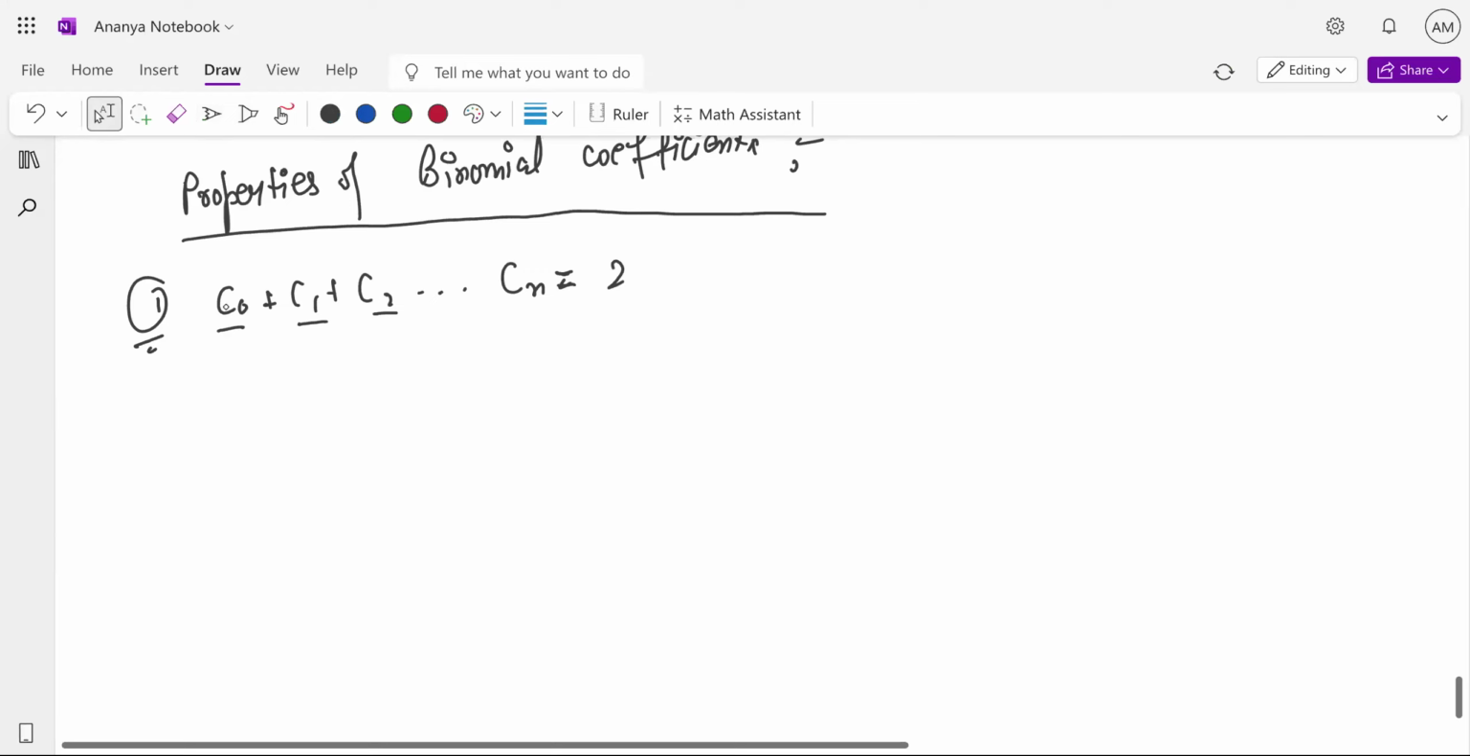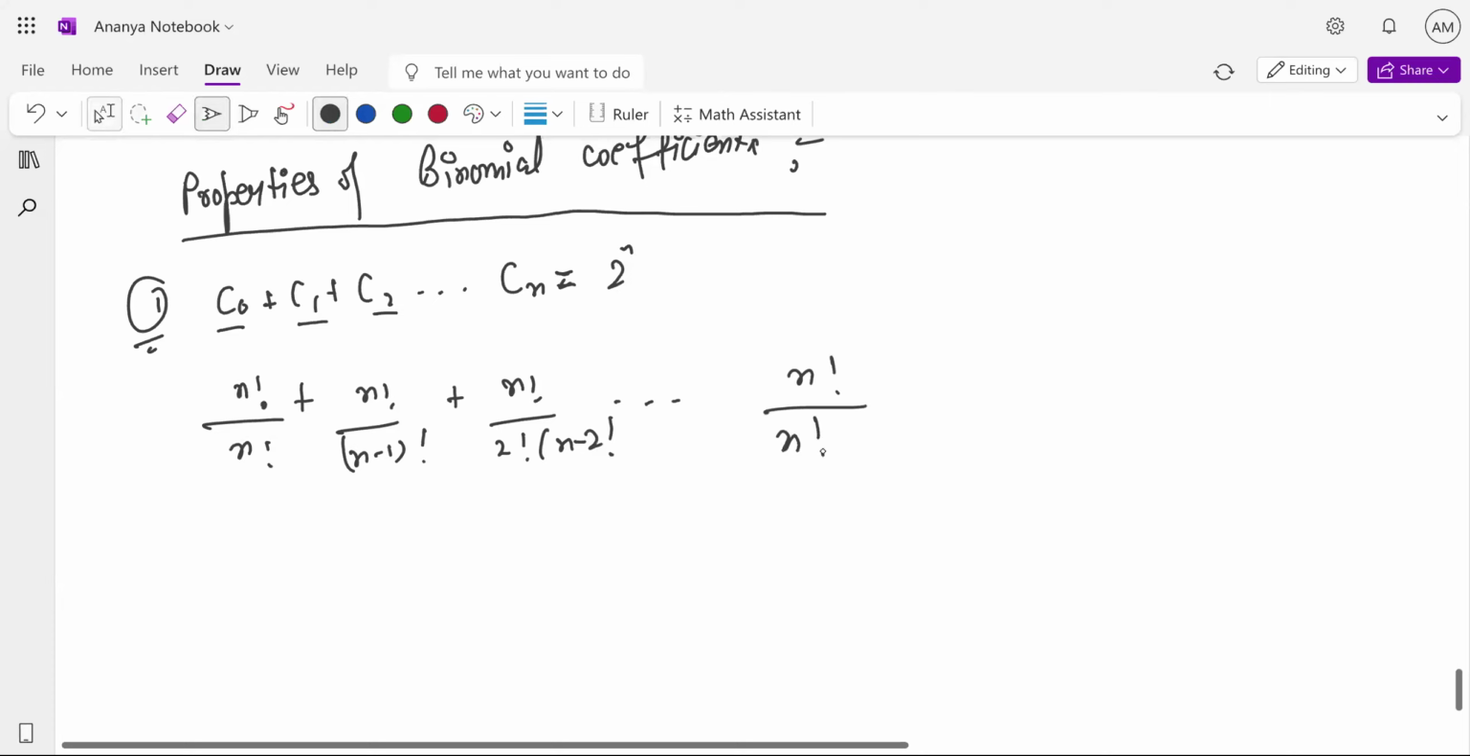Yes, sir. What you are doing here is simply n factorial divided by n factorial, plus n factorial divided by (n minus 1) factorial, plus n factorial divided by 2 factorial times (n minus 2) factorial, and so on till n factorial divided by n factorial itself. This is what we are doing, and the result comes out to be 2 to the power n.